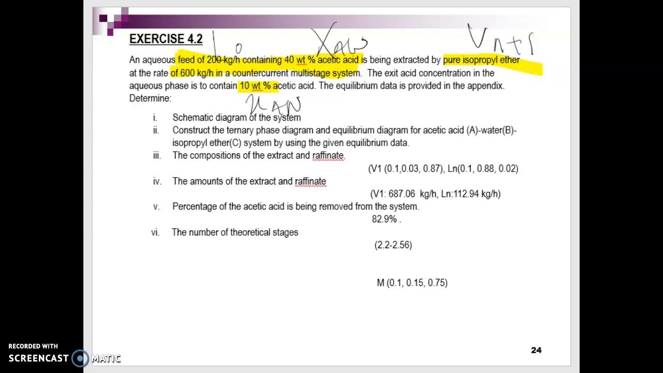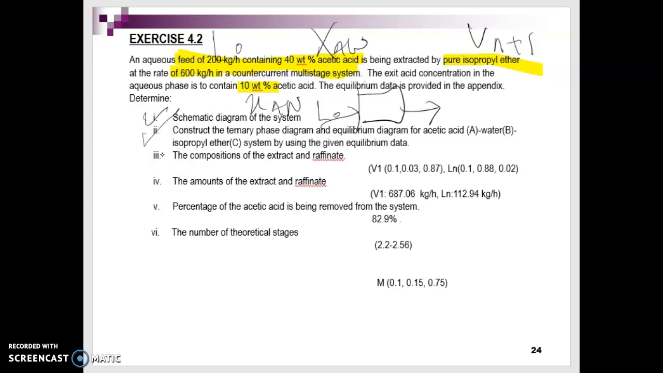Question number 1, sketch the schematic diagram. You need to sketch the diagram, just as given. It must be a complete diagram, so you must label your L naught and also all the compositions. And next, construct the diagram, so plot the graph as you plotted in the previous exercise.